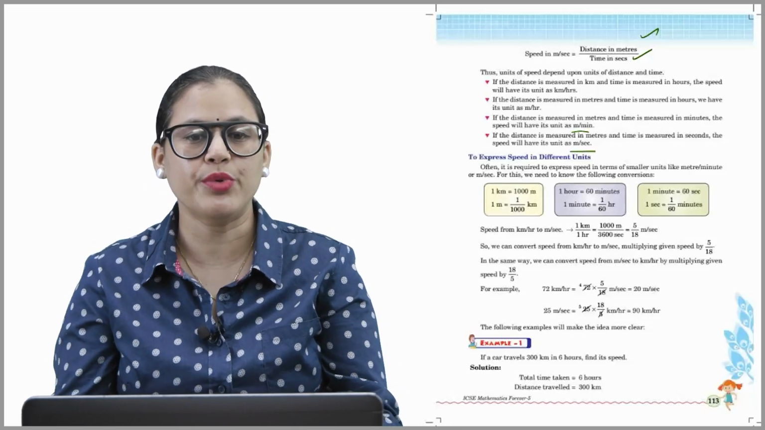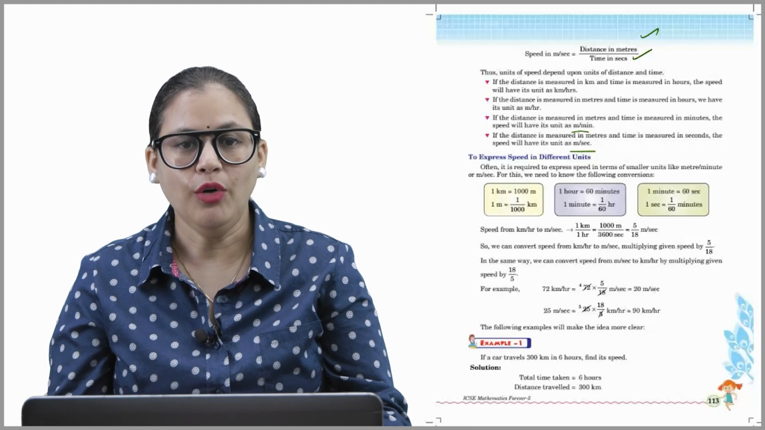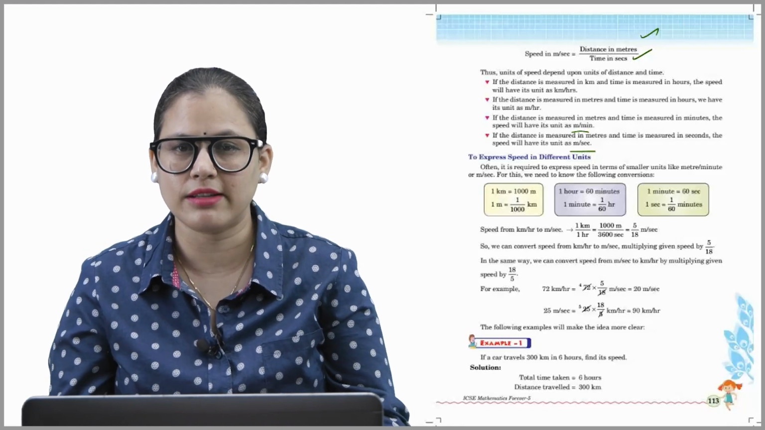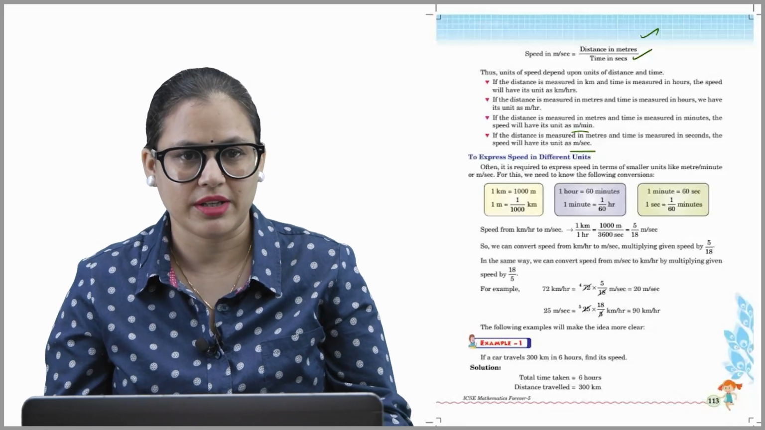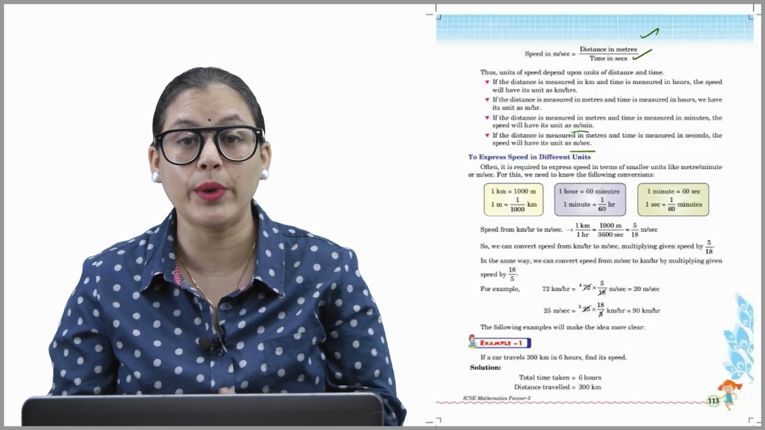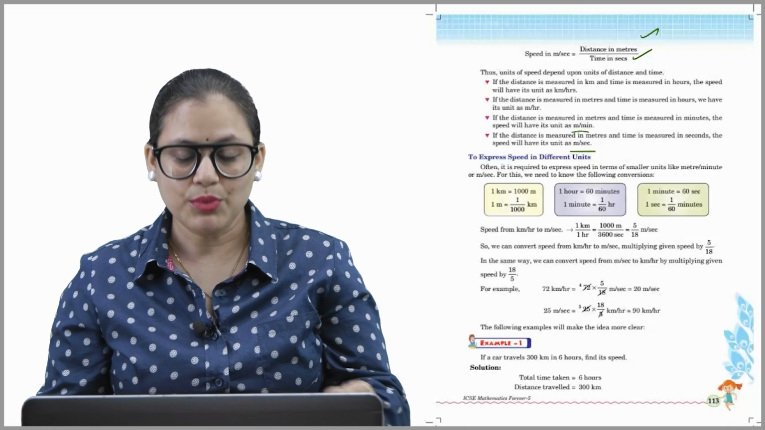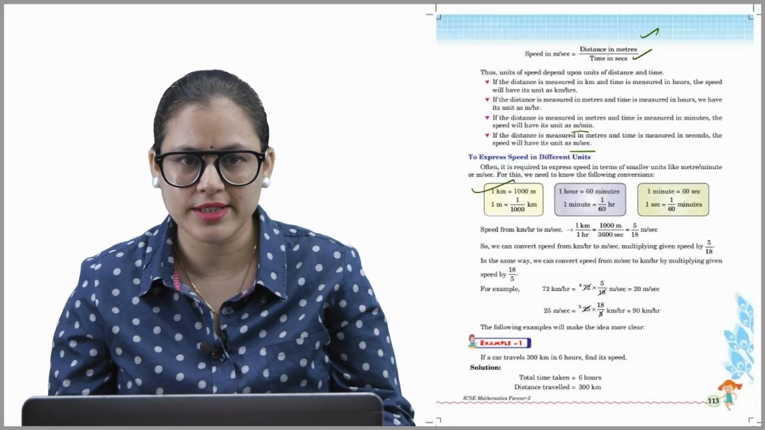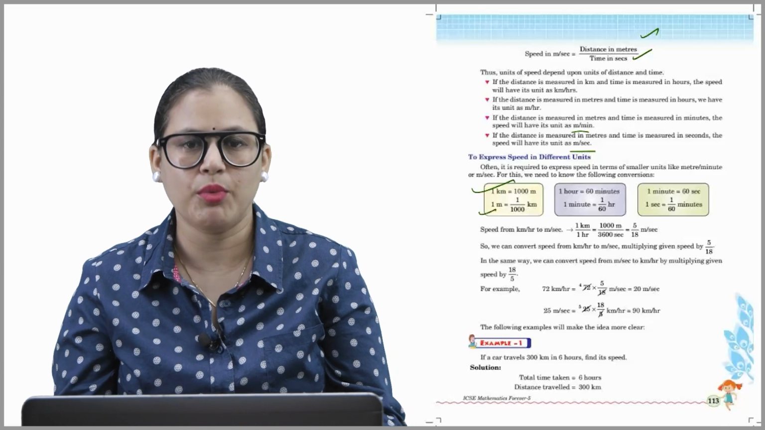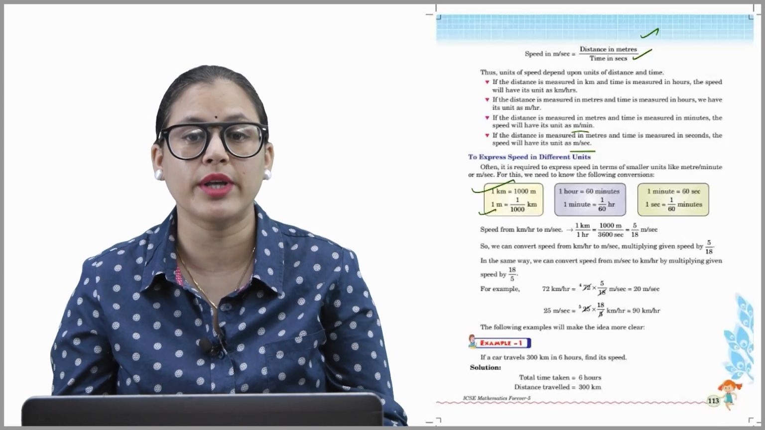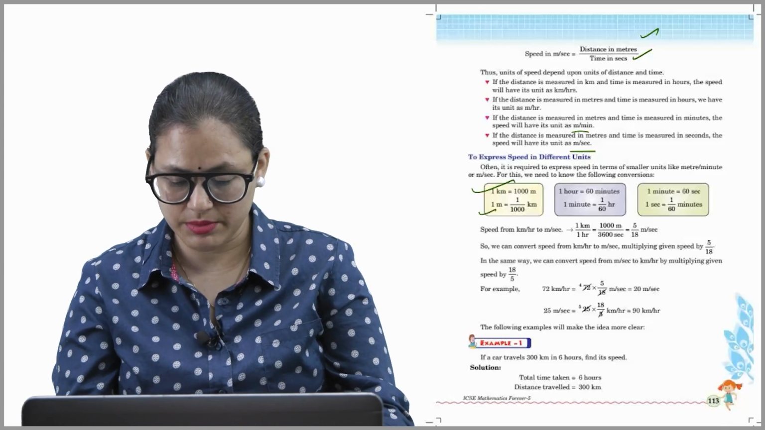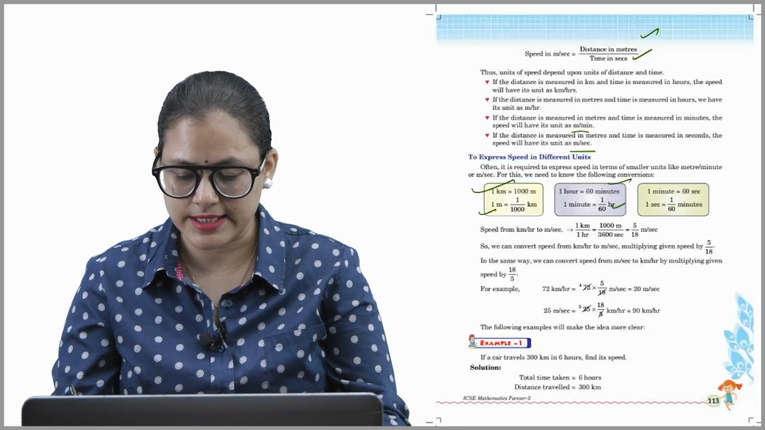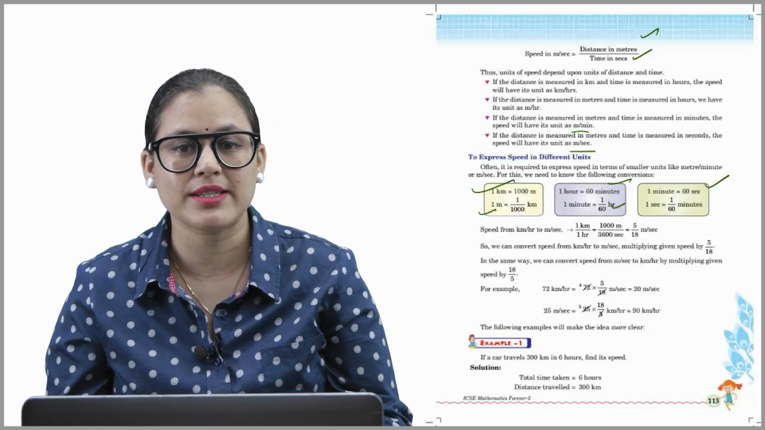Now, often it is required to express a speed in different units, in terms of smaller units like meter per minute, meter per second. For this, we need to know the following conversions. Number one, 1 kilometer is equal to 1000 meters. We all know that. And 1 meter is equal to 1 upon 1000 kilometer. This also we know. 1 hour is equal to 60 minutes and 1 minute is equal to 1 by 60 hour. 1 minute is equal to 60 seconds and 1 second is equal to 1 by 60 minutes.